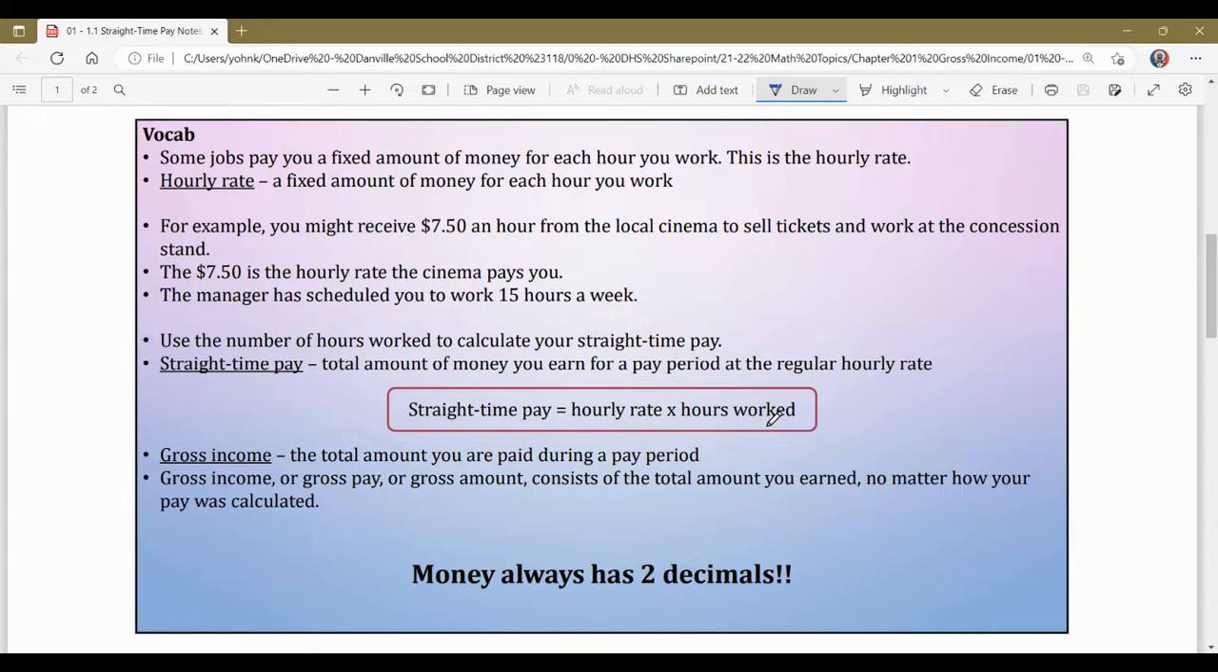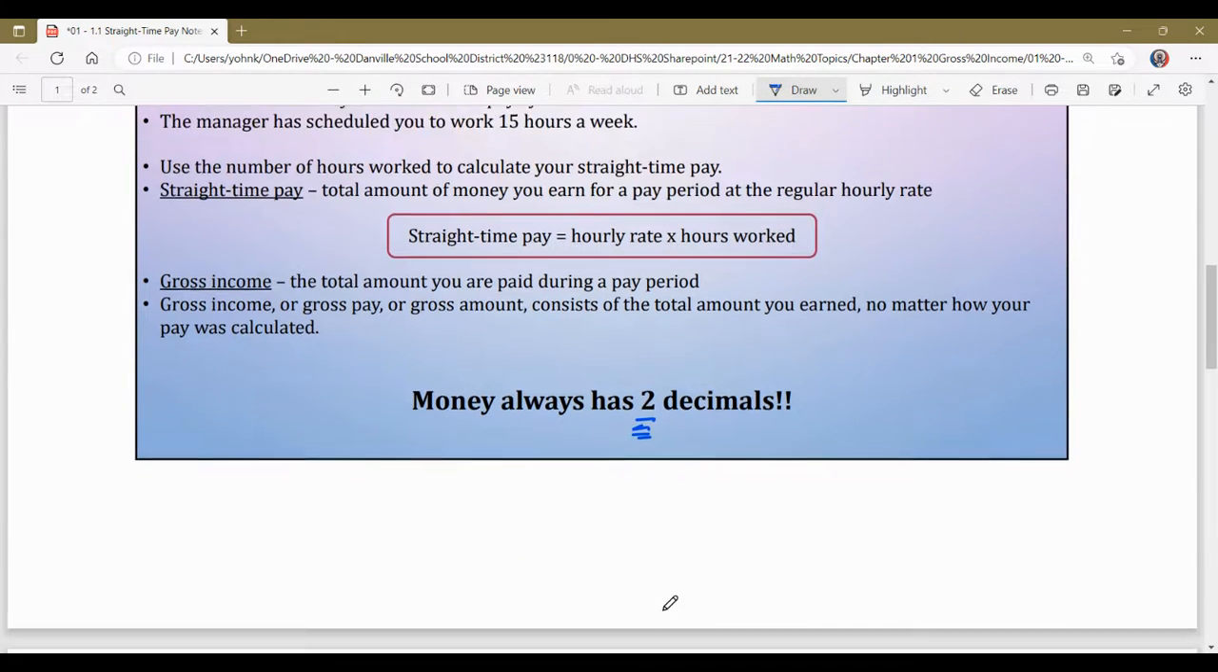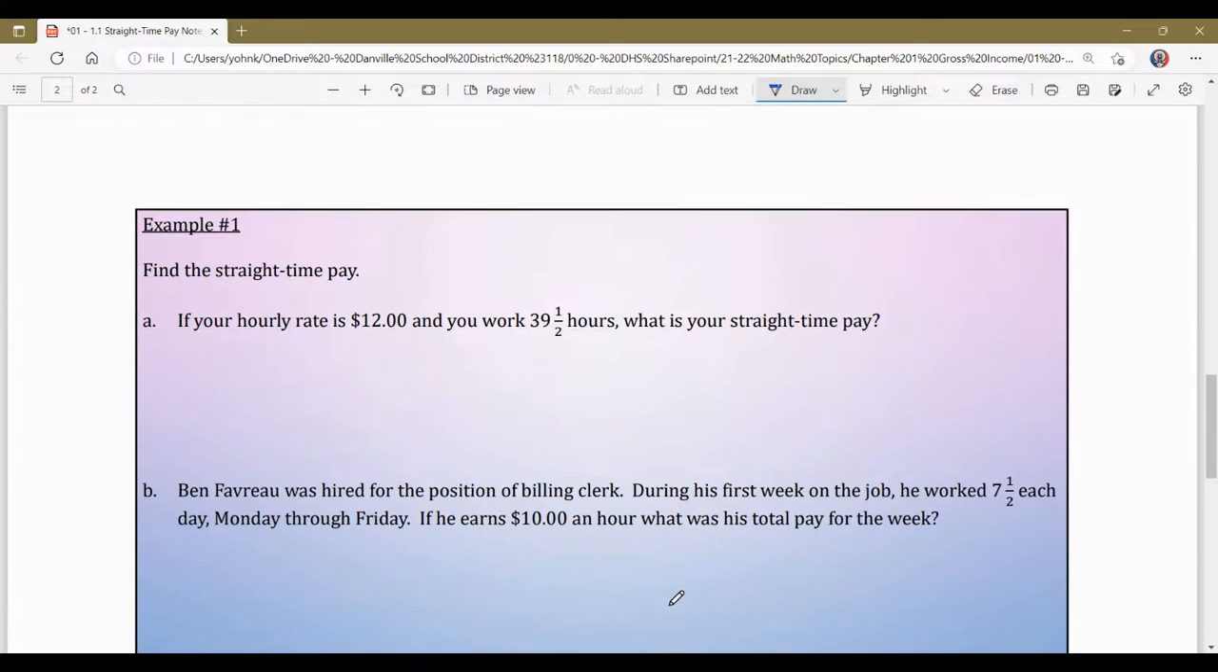So if you worked regular hours and overtime hours or special hours or holiday hours, everything all added up is going to be your gross income. Now, money always has two decimals, so make sure that you're always rounding to two decimals. All right, let's take a look at some examples.